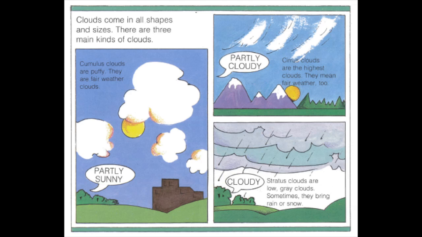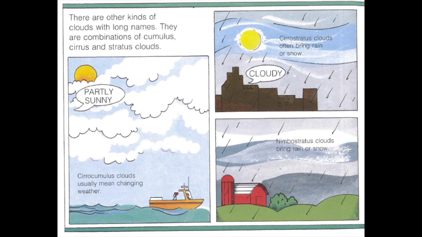Cumulus clouds are puffy. They are fair weather clouds. Cirrus clouds are the highest clouds. They mean fair weather too. Stratus clouds are low gray clouds. Sometimes they bring rain or snow. There are other kinds of clouds with long names. They are combinations of cumulus, cirrus, and stratus clouds.